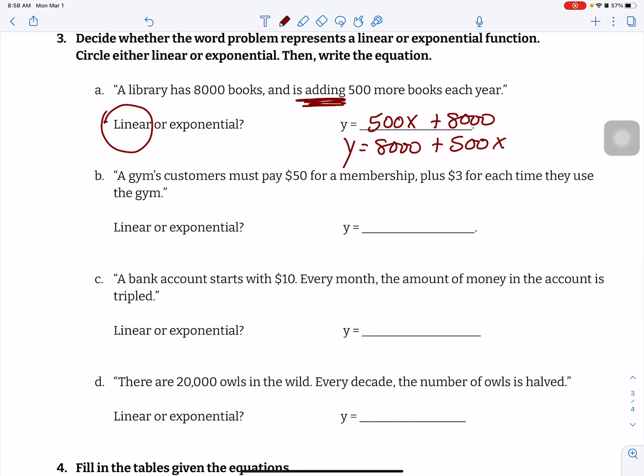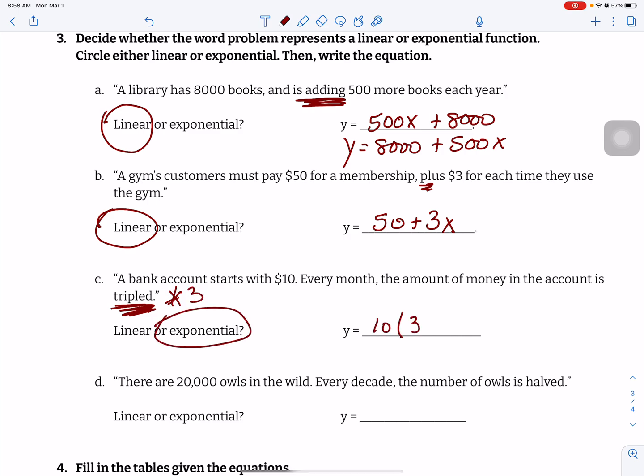A gym customer must pay $50 for a membership plus $3 each time they use the gym. That's my linear. It's going to be 50 plus 3x, or again, 3x plus 50. A bank account starts with $10. Every month the amount in the account is tripled. That tripled means times 3. So that's going to be exponential. I'm starting with 10, 3 to the power of x.